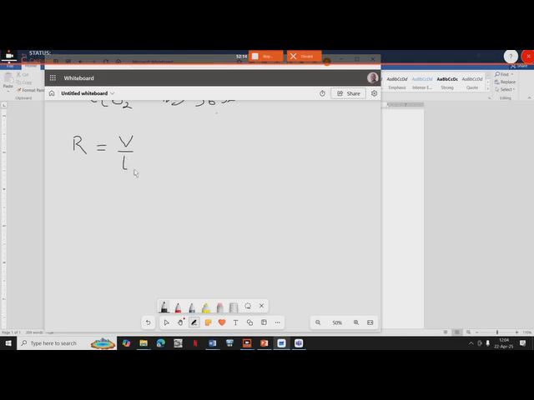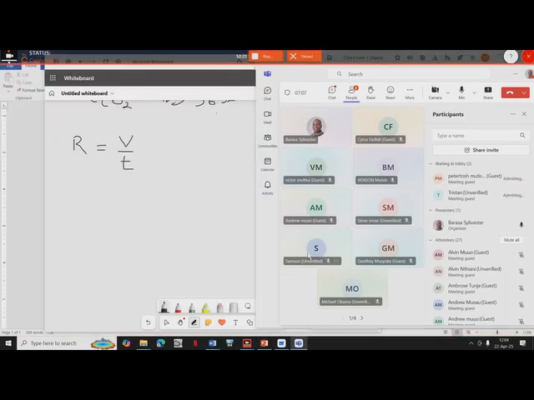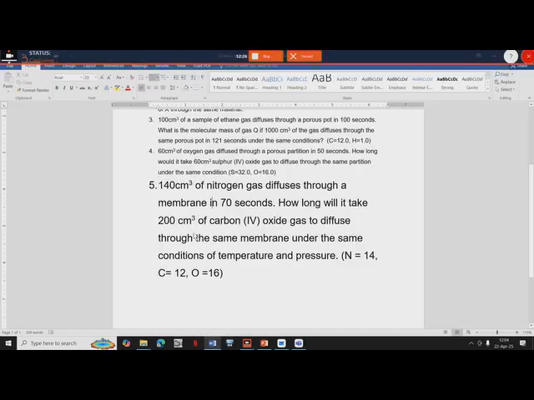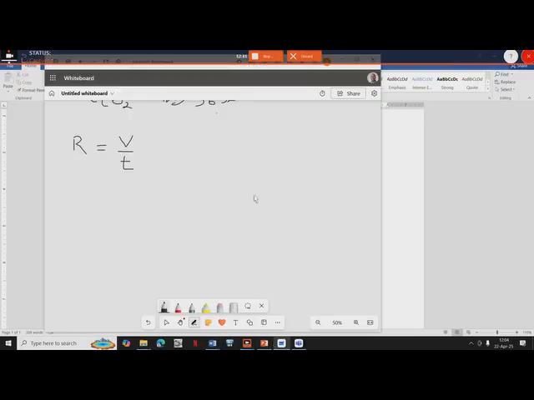Method 2, you can use whatever you are given to get the rate of one gas, because rate, tumesema rate ni sawa na speed, so rate is equal to volume diffusing per unit time, so R over T. Na ukiangalia hiyo swali vizuri, ile tumepewa volume ni nitrogen gas. Tumeambiwa 140 of nitrogen diffuses through a membrane in 70 seconds. So tunaweza tumia hiyo tupate rate ya nitrogen gas. So how do we do that? So tutasema R is equal to volume over time.